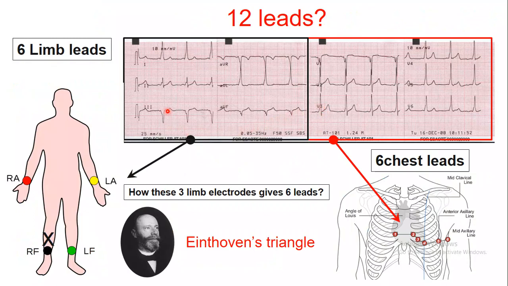So here is the ECG paper. It contains 12 leads, 6 recorded from the chest electrodes, and this is the simple part of the lecture, and the other 6 limb leads recorded through the 3 limb electrodes. So how do these 3 limb electrodes, the right arm, left arm and left foot, give rise to 6 limb leads? This could be explained when we understand Einthoven triangle.